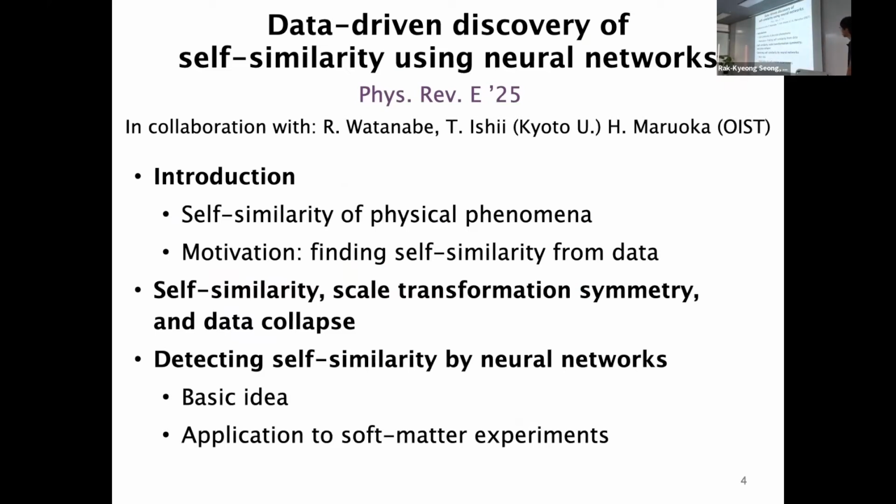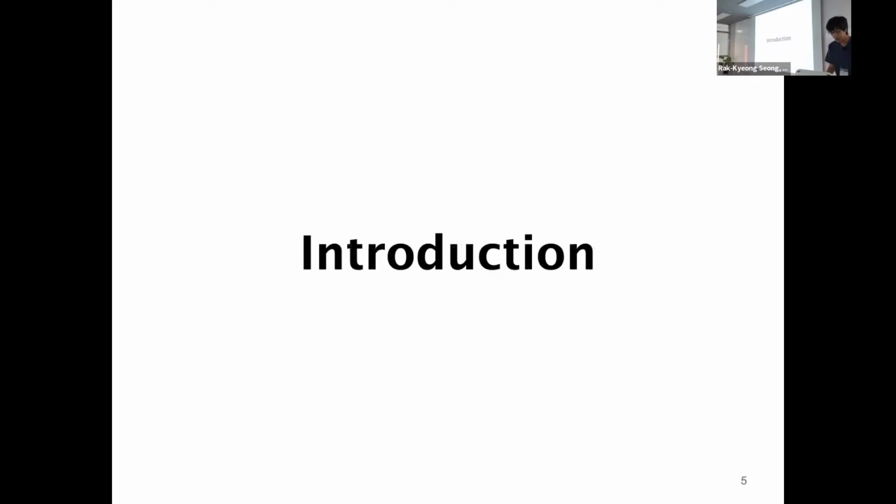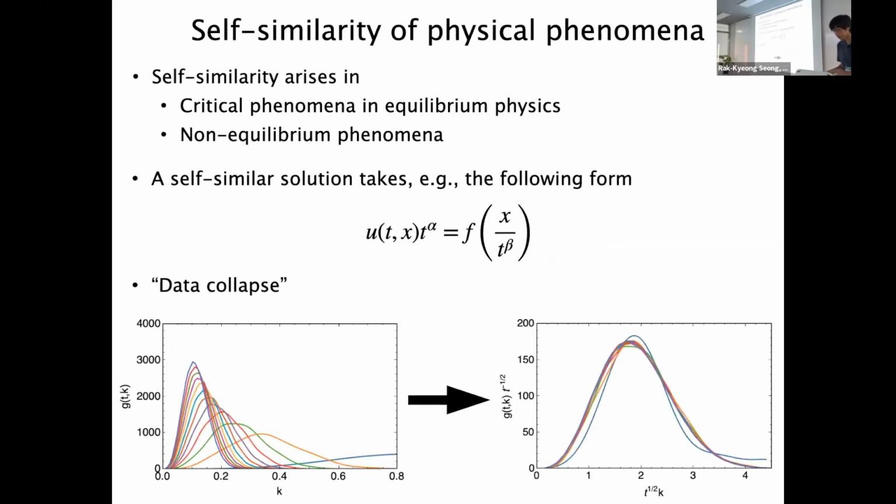In the rest of this talk, I'm going to first give an introduction to this topic and explain the motivation of this present work. And then I'm going to detail the concepts such as self-similarity, scale transformation symmetry, and so-called data collapse. And finally, I'll be talking about how to detect a self-similar nature using neural networks. So let me start with some introduction.